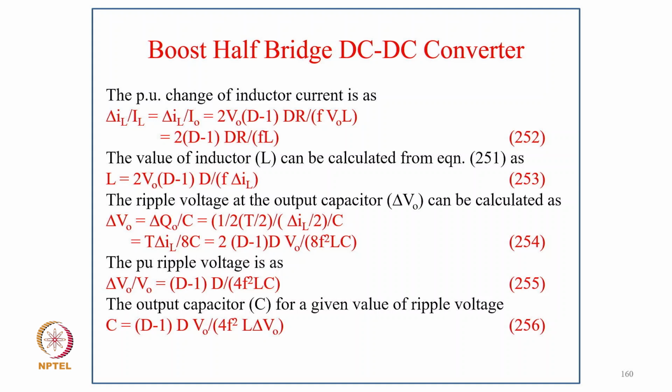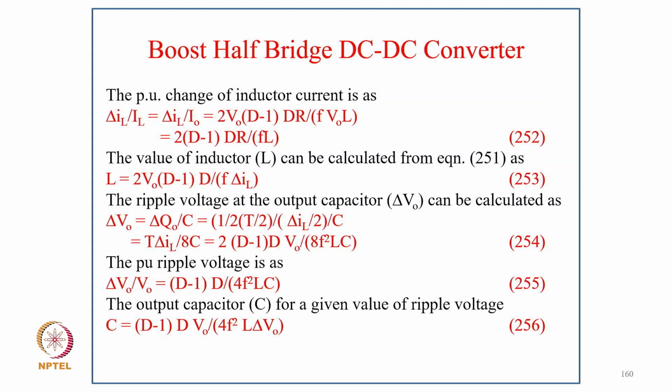So the value of the inductor can be calculated as L equal to 2 VO (D minus 1) D divided by F delta IL, and the ripple voltage across the output capacitor can be calculated as delta V0 equal to delta Q0 by C, that is T by 2 into delta IL by 2 divided by C. So that is equal to T delta IL upon 8C, or equal to (2D minus 1) D V0 divided by 8 F square LC.